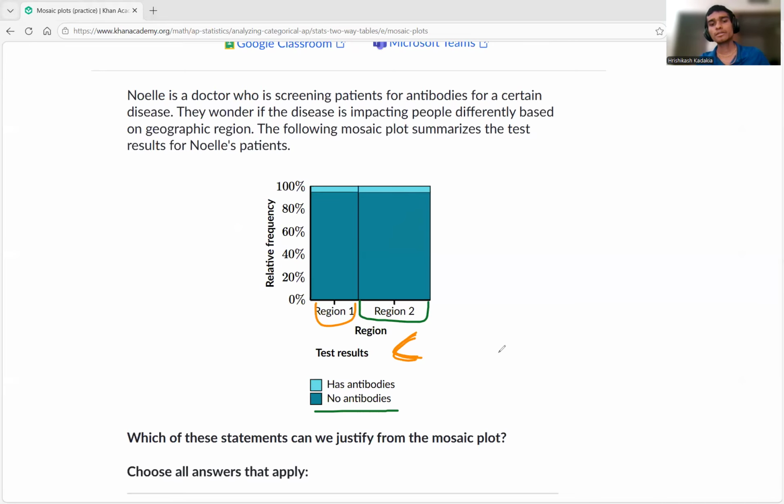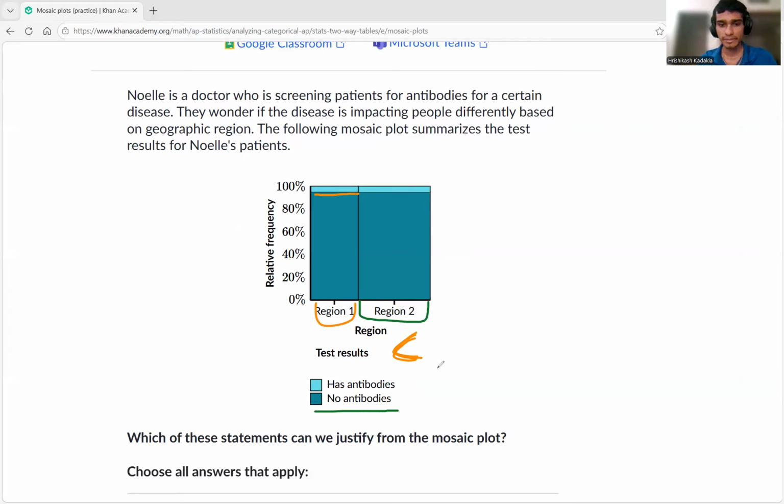And then antibodies or not. Now this one is basically where you can see it over here. Almost the majority of the people in region one have no antibodies. Only a small tiny slice have antibodies. This is blue, a light blue color. Dark blue means has no antibodies. Light blue means has antibodies.